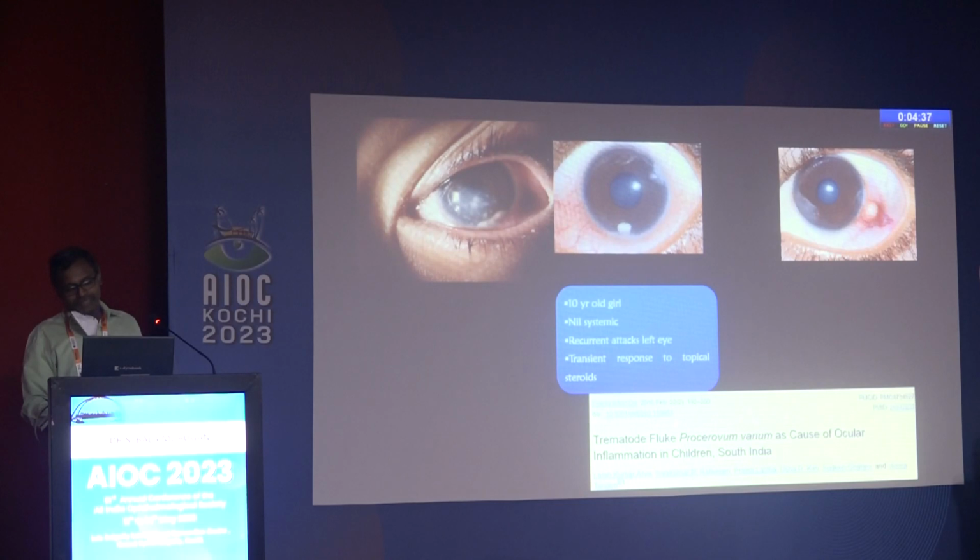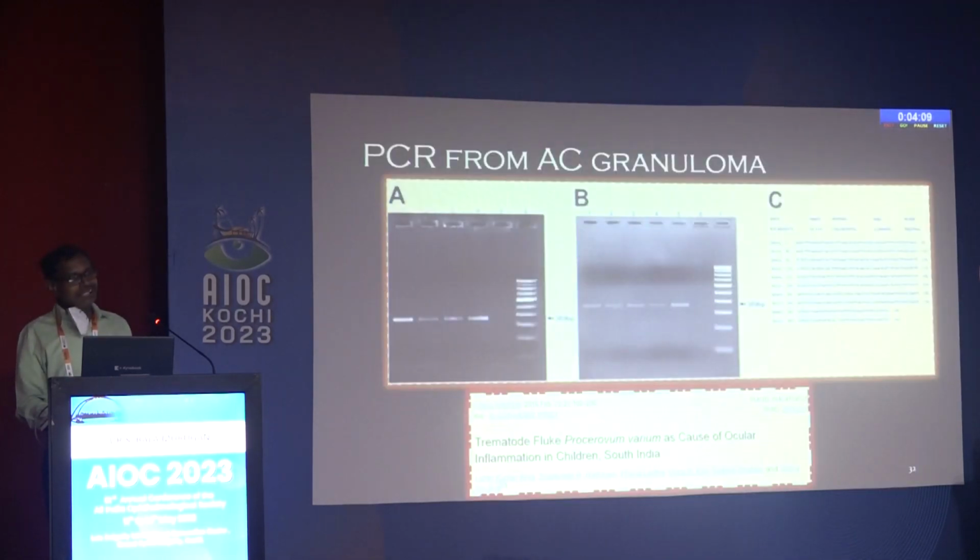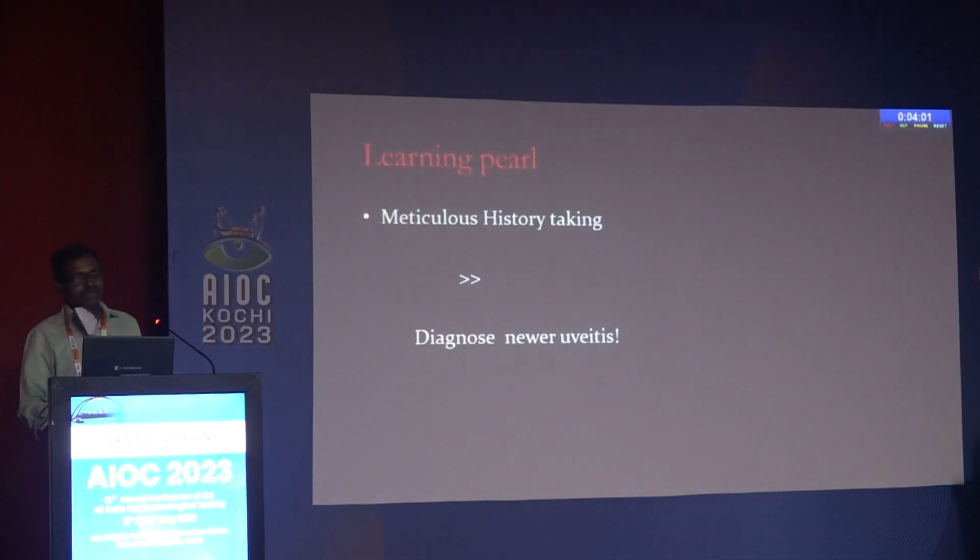Sometimes, in a camp, we saw a lot of clustering of these patients and we asked what history is relevant there. The relevant history was taking baths in ponds. This happened to be a river water granuloma, and we were able to identify a new worm causing ocular manifestation called Procerovum varium, and this is a new entity called trematode-induced uveitis, which presented as granulomas. So meticulous history taking even helps you reach a PhD degree as well, if you do a PCR from the granuloma and identify the organism.